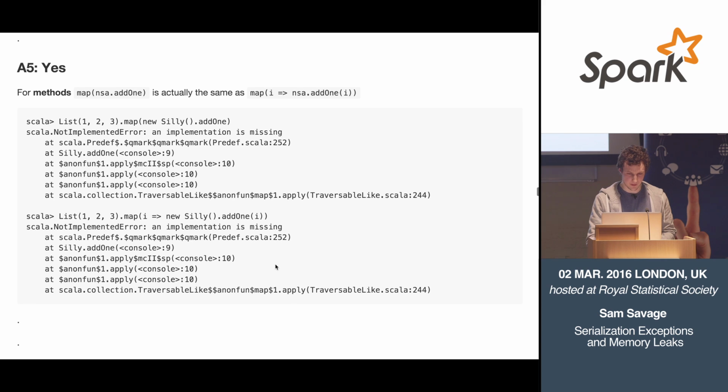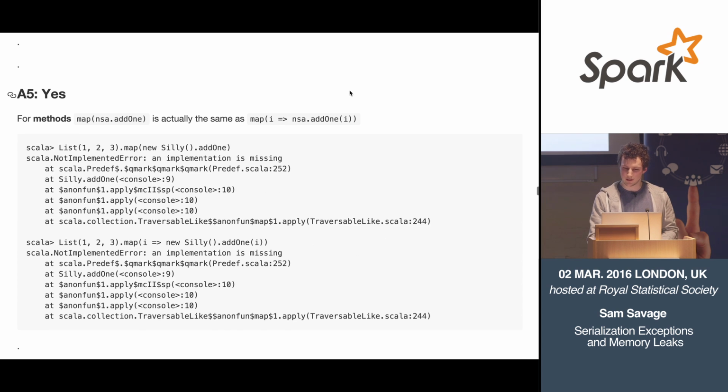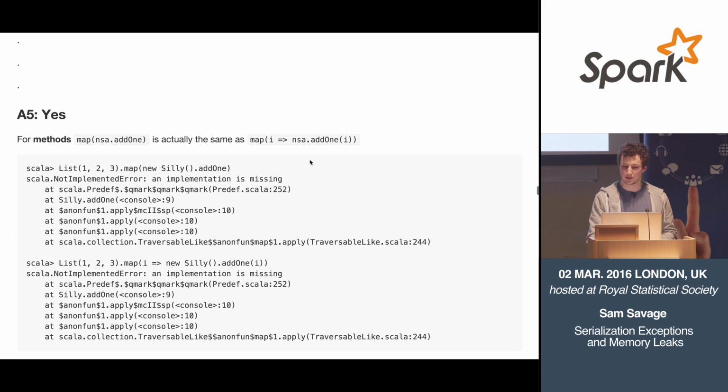It's a bit weird. By the way, for methods, these two things are the same. And that's when you've got a method in Scala, this is syntactic sugar for this. Lambda gives you a function, but why did it just give us a serialization exception, if this is essentially what it's doing?